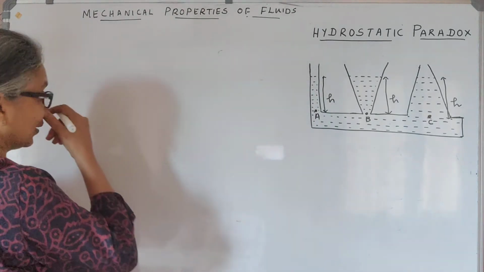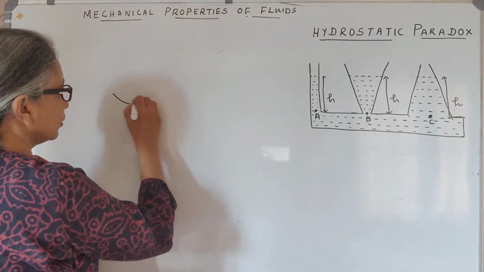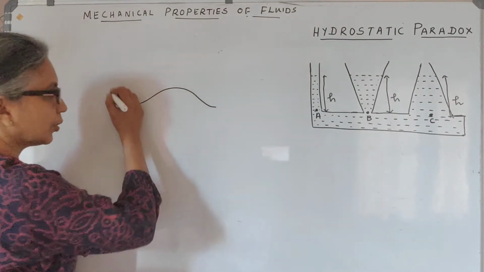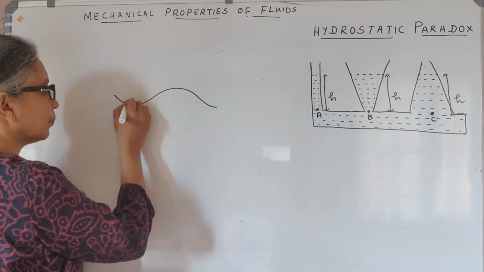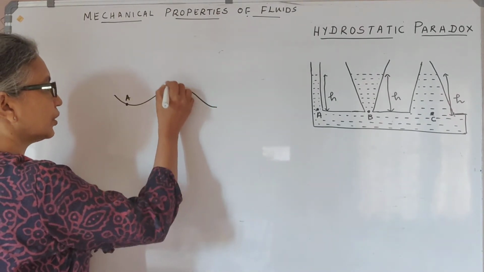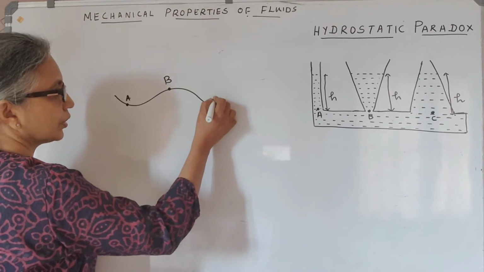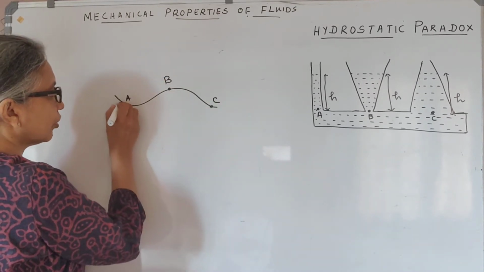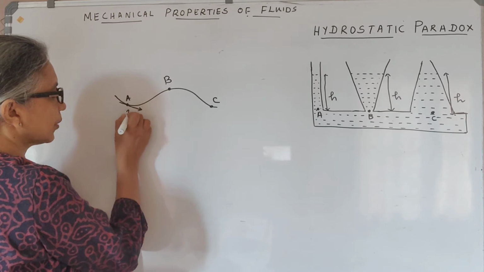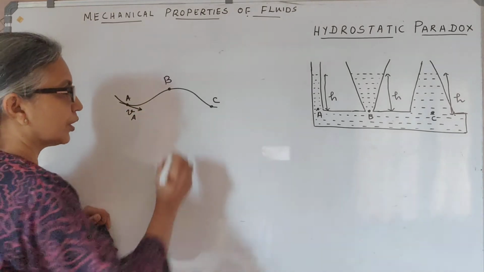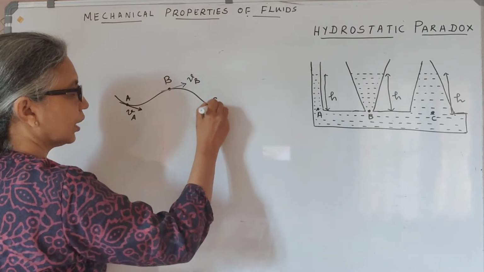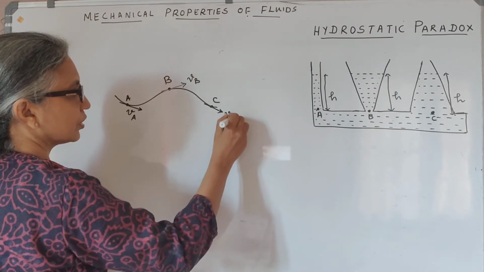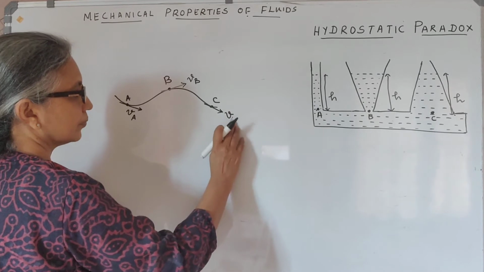So let's consider the path of a fluid particle like this, okay? A fluid particle moving in this path. I'm going to consider a point A, another point B, and another point, let's say C. If I draw a tangent here, this represents the fluid velocity at point A, this represents the fluid velocity at point B, and this represents the fluid velocity at point C.